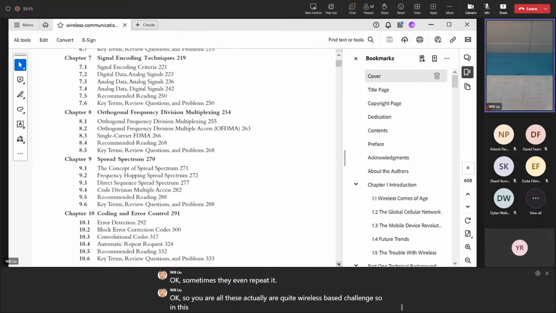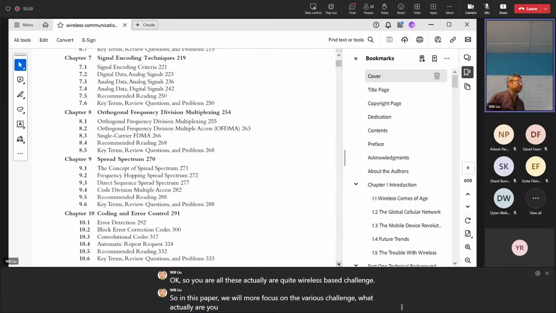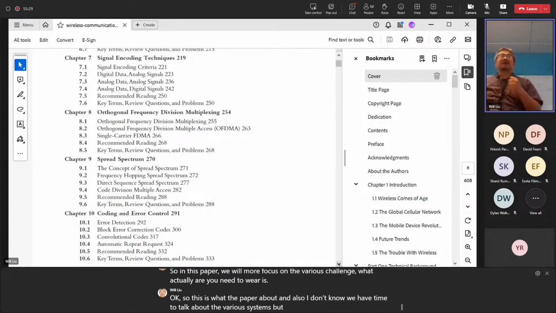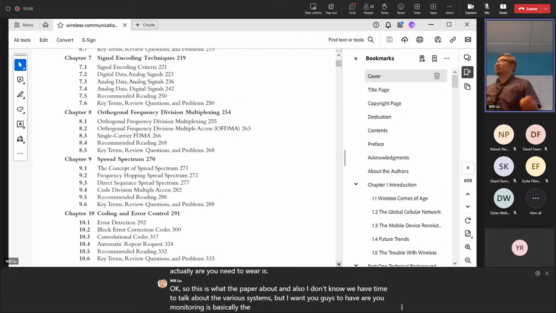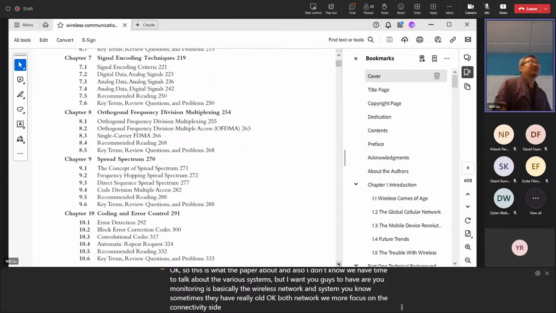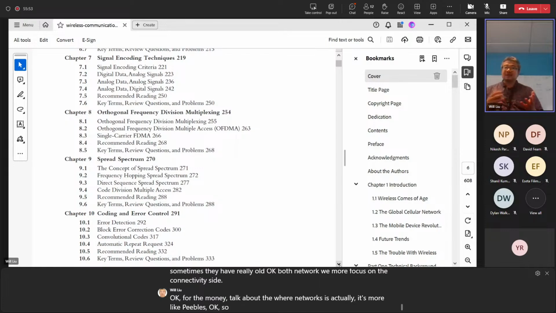So in this paper, we will focus more on the wireless challenge. What actually is unique to wireless? This is what the paper is about. And also, I don't think we have time to talk about the wireless systems, but I want you to have the imagination of the wireless network and system. When we talk about network, we focus more on the connectivity side. But when we talk about wired networks, it is more like cables. So this is the difference.